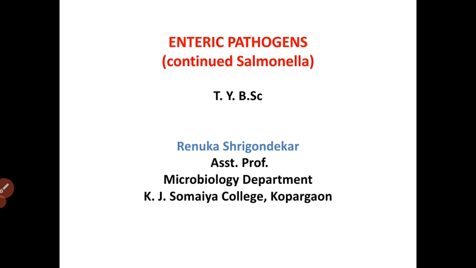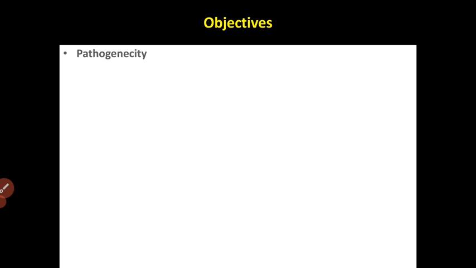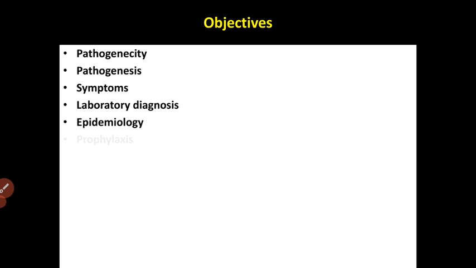Today we will continue with the pathogen Salmonella. In the last lecture we have seen its classification, biochemical characters, antigenic structure, viability characters. Now our objectives will be pathogenicity, pathogenesis, symptoms, laboratory diagnosis, epidemiology, prophylaxis, treatment.